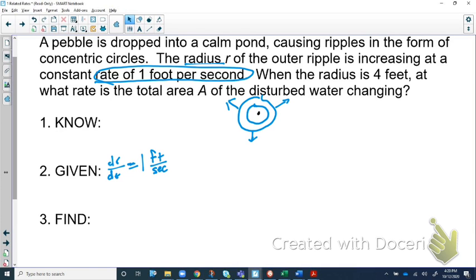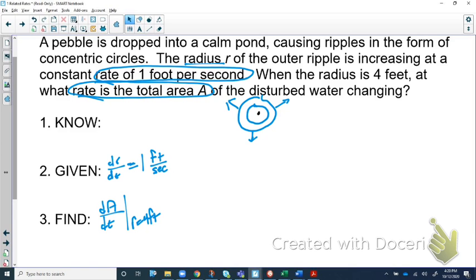When the radius is at 4 feet, there's another bit of information that we're going to be able to use. That's probably something that we'll substitute into the problem. At what rate, again, there's your word, at what rate is the total area? So that's what we're asked to find, the rate of the area. So here I'd say the rate of the area with respect to time, and in this case, when the radius is equal to 4 feet. Okay. Well, what do we know? They didn't really tell us an equation that we have to use, but we're talking about an area, and we know it's going to give us a circle.